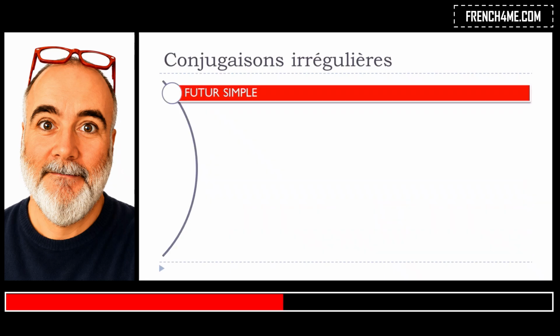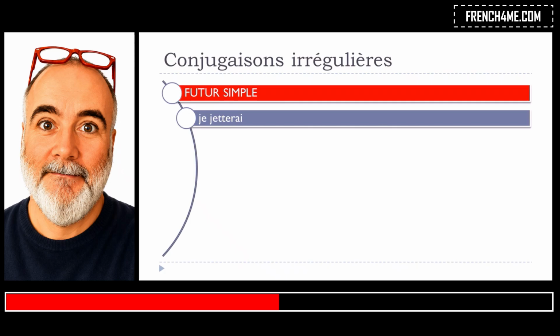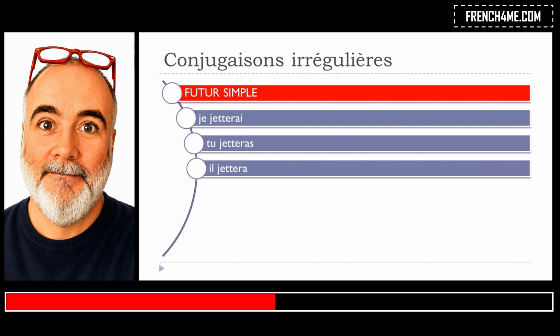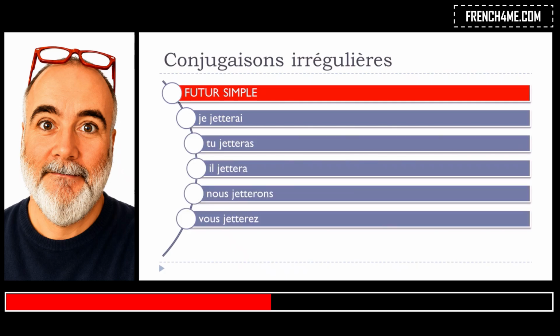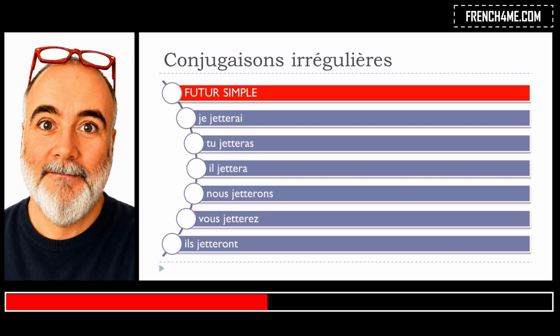And then let's see now the futur simple: je jetterai, tu jetteras, il jettera, nous jetterons, vous jetterez, ils jetteront. So we can see that here this modification will affect all the forms. And it's exactly the same modification as we did previously for the present form. So you double this letter. Jetterai, jetteras, jettera, jetterons, jetterez, jetteront.